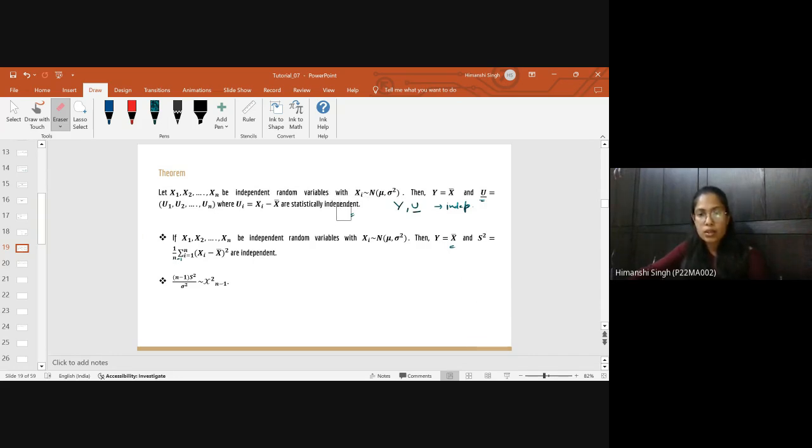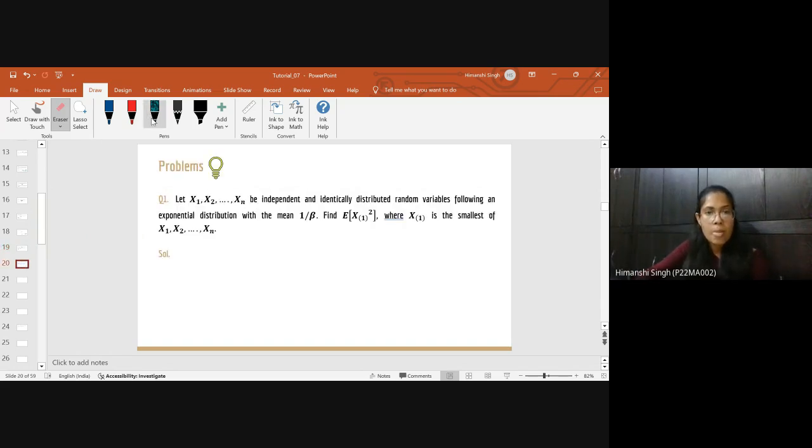So okay, if there is no doubt, then I will start with the questions. So this first question is: X1, X2, ..., Xn are independent and identically distributed random variables which follow exponential distribution with mean 1 by beta. So each Xi follows exponential distribution with mean 1 by beta, which means the rate is beta. Exponential beta. Now we need to find the expected value of X1 square, which is the minimum.